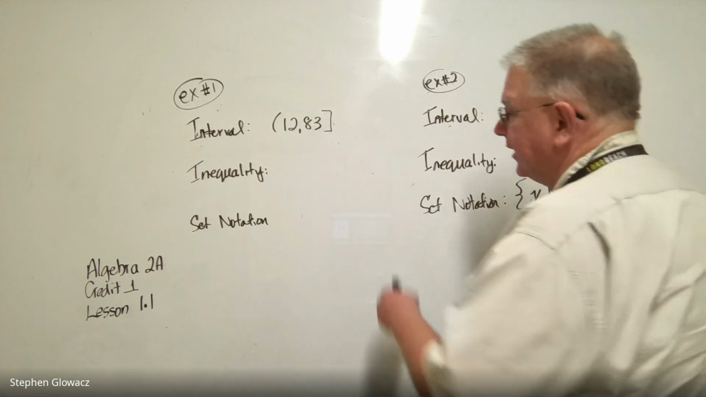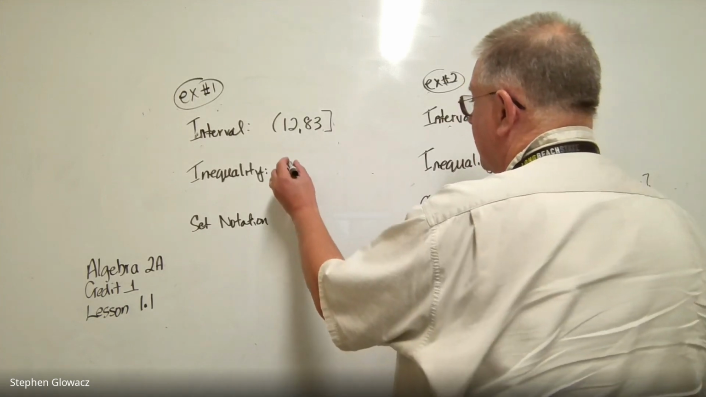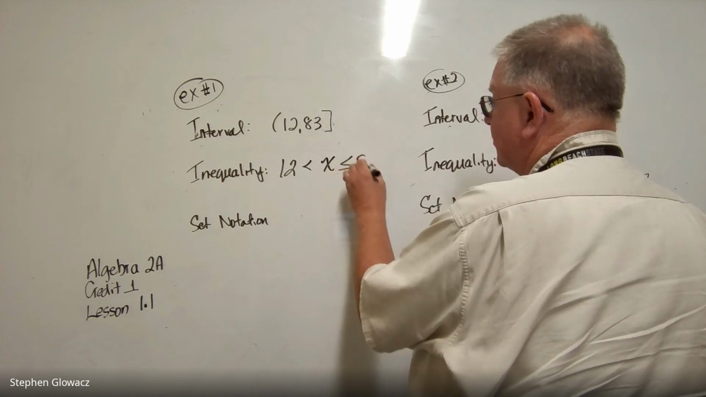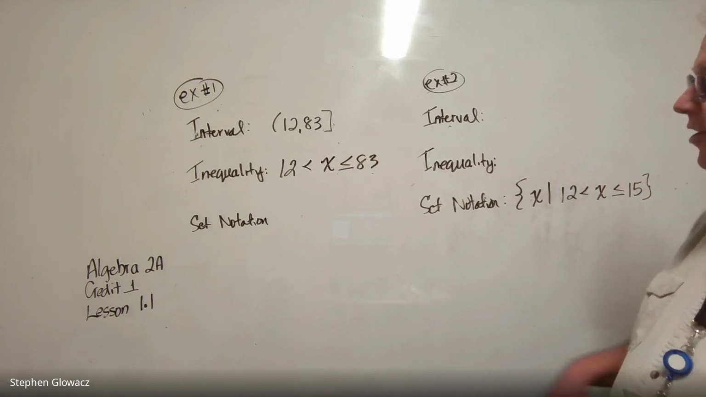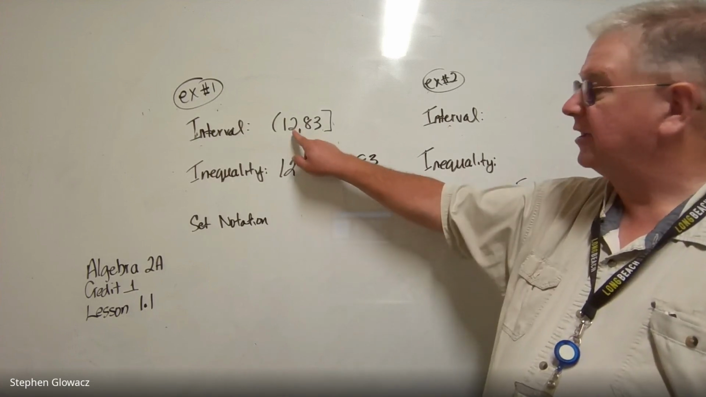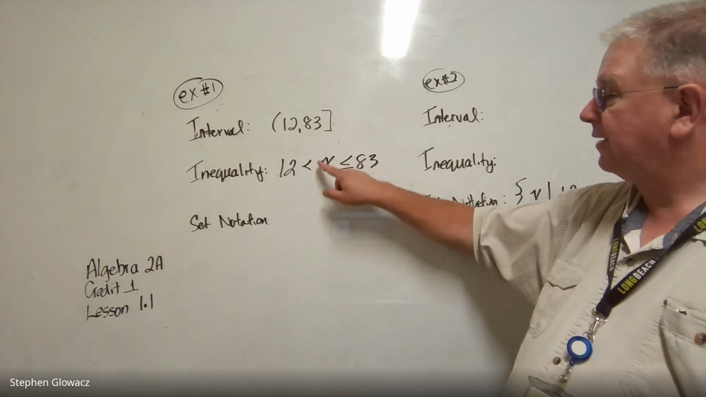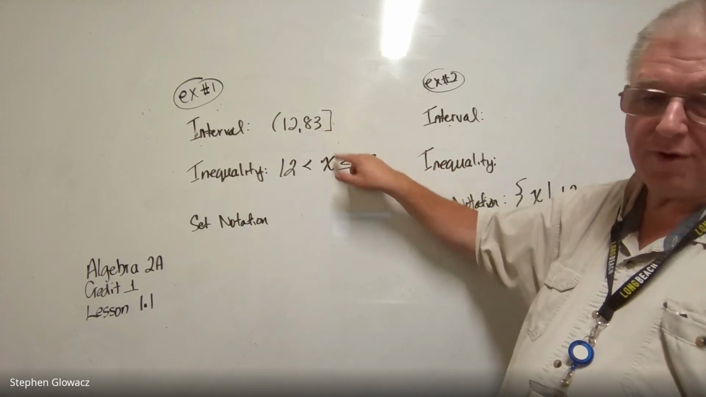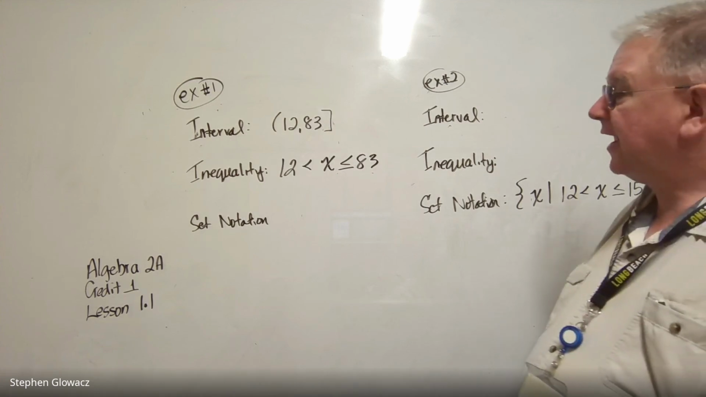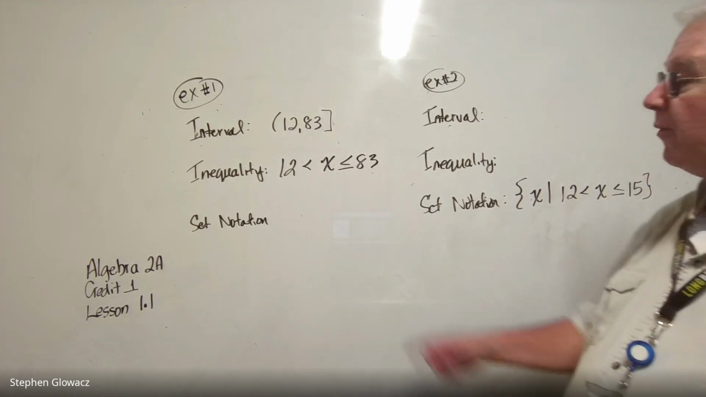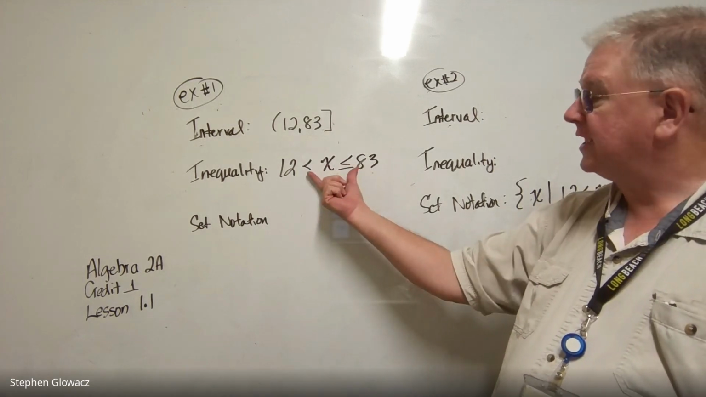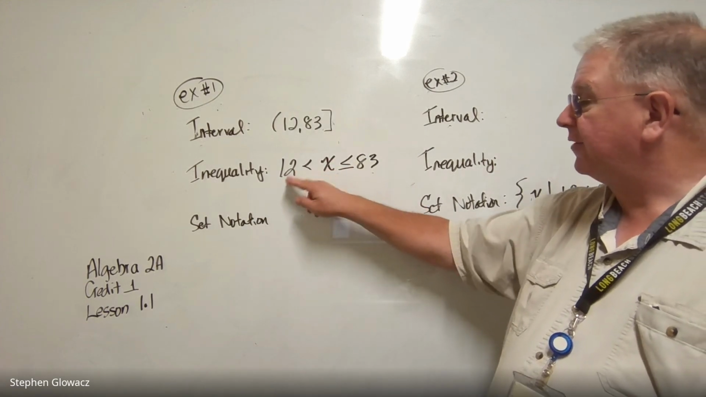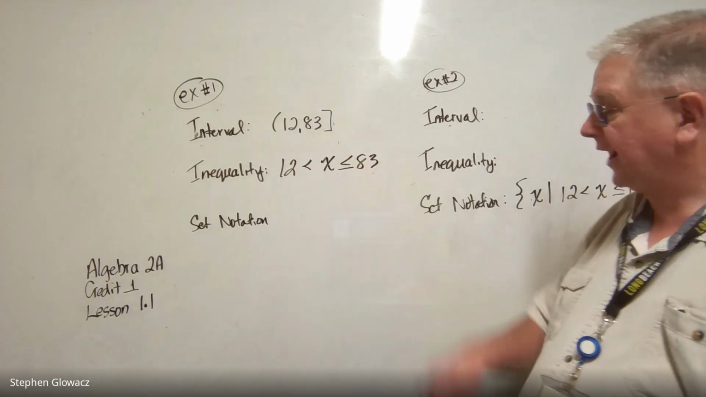So as an inequality, using x to represent the number, we would say 12 is less than x, which is less than or equal to 83. And again, notice without the equal sign means we're not including the 12, but with the equal sign, we are including the 83 because, again, the bracket tells us that. Now, by the way, the inequality signs we should mention will always look like this. So we can read it as we read before, or we could say x is greater than 12 and less than or equal to 83.